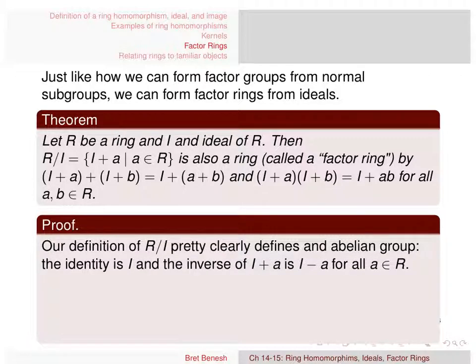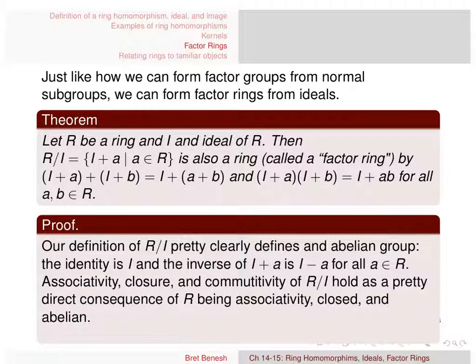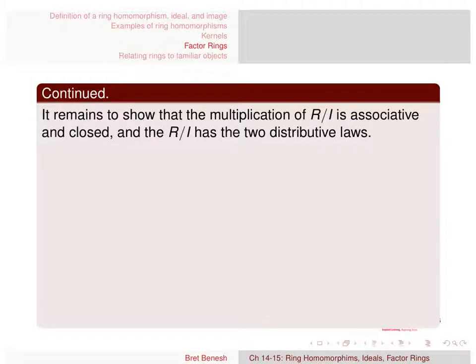The identity is I, you have inverses. Yep, and this holds, or otherwise you can just think of it as we're just working with groups. We're ignoring the ring structure, we're just looking at the abelian group structure. So we need to show that the multiplication is associative and closed, and that you have the two distributive laws. So, three things in there.